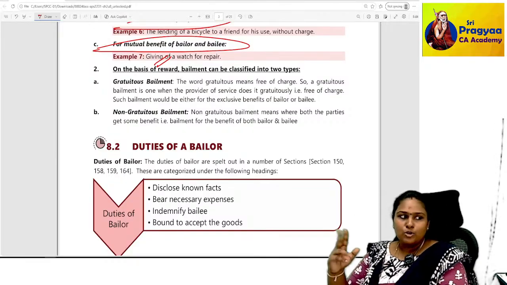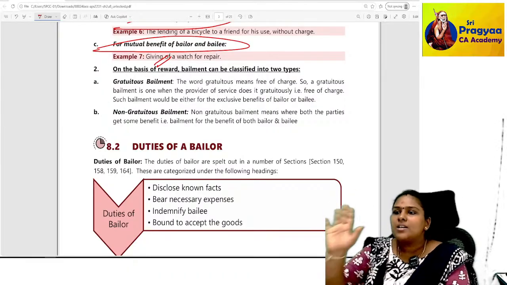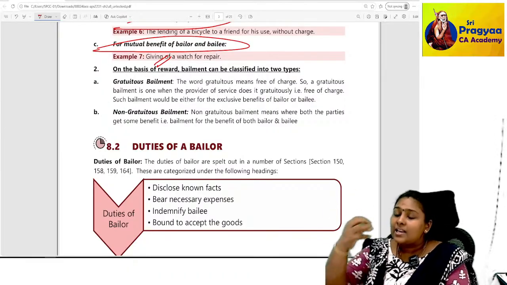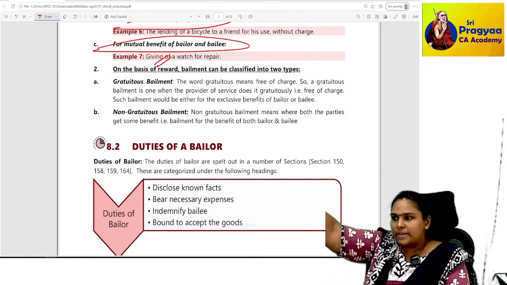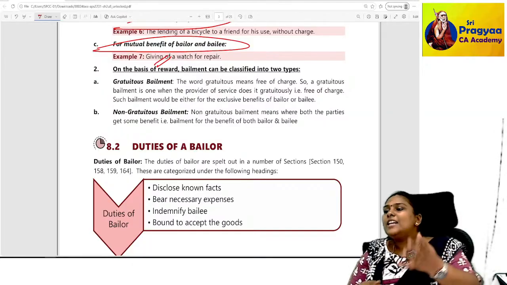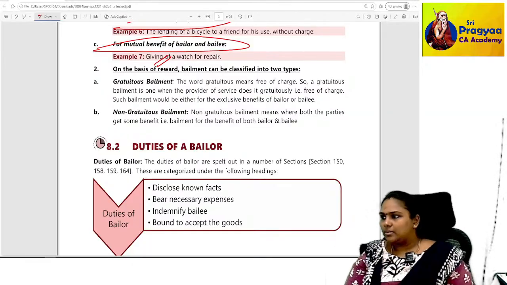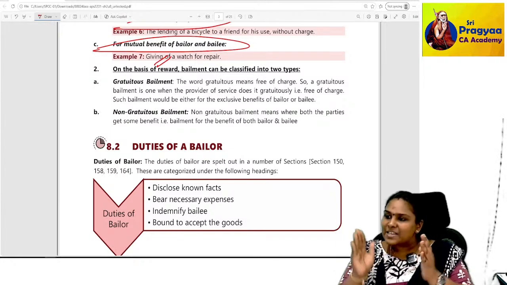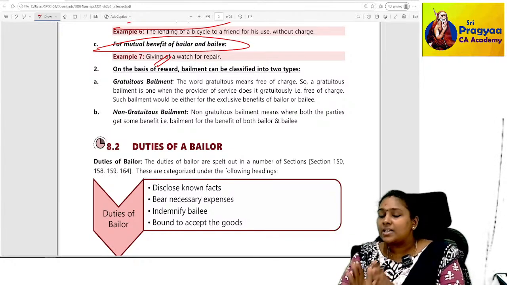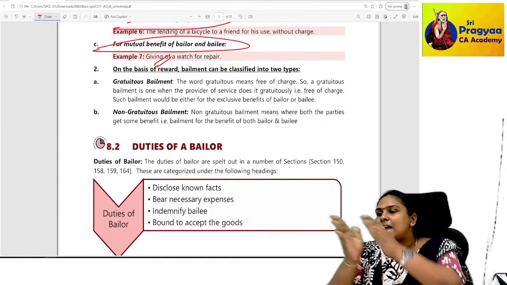Understood? I'll give you 2 minutes. Please go through whatever we have studied. It comes under a normal contract, but still my goods are going to him, he does the process and gives it back to me, so it will come under bailment. Wherever special contracts come into picture, special laws and sections will be applicable on them.